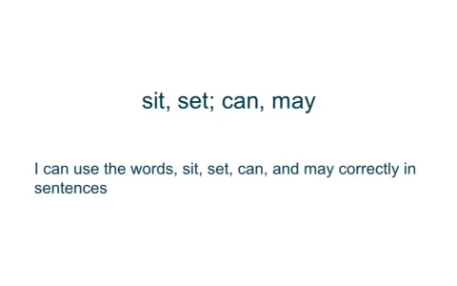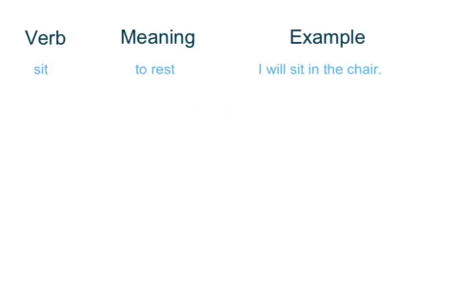Today we're going to talk about more verbs that are frequently confused with each other. So for example, sit and set, or can and may. The goal of this lesson is that you will be able to use the words sit, set, and can and may correctly in sentences. Let's look first at the verb sit.